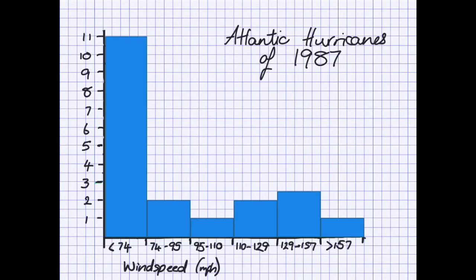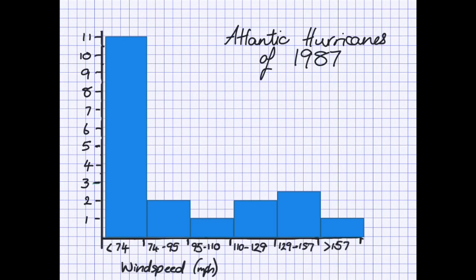This is a histogram. Looks like a bar chart, but this time the bars touch, and that's because the data down at the bottom here, I've moved my axis. That's not what I wanted to do. Now it won't move back. There's no gaps between those categories. It goes from under 74, 74 to 95, 95 to 110, and so on.